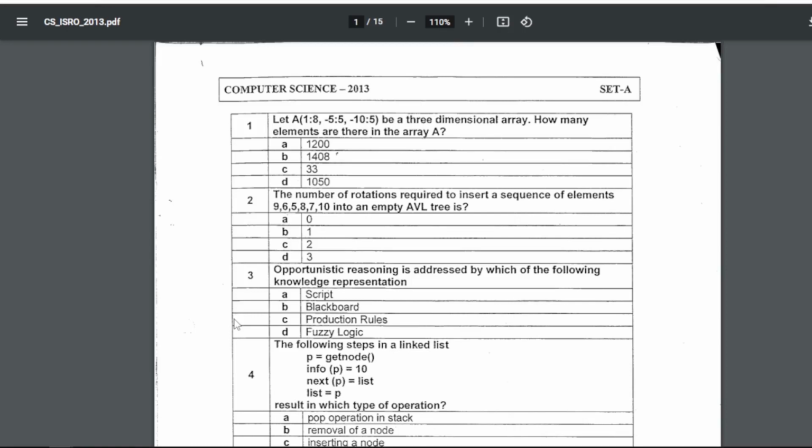Today we will see the ISRO 2013 question paper, right? So let's start with one by one.